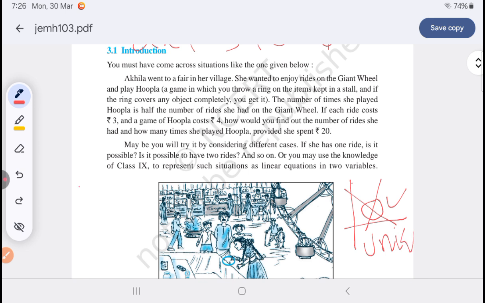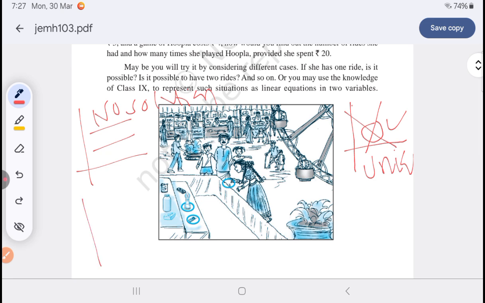And second is parallel lines. The two lines never meet. So there is no solution. Third is coincident lines. In coincident lines, one line is overlapping the other. So there are many common points, so there are infinitely many solutions.